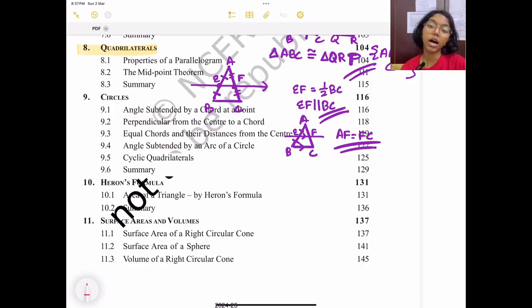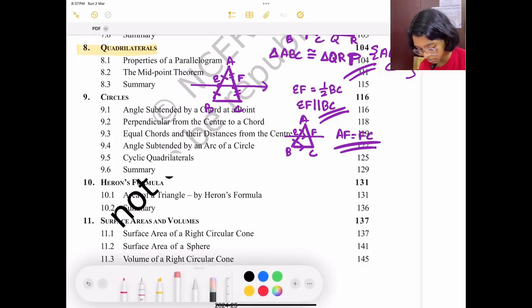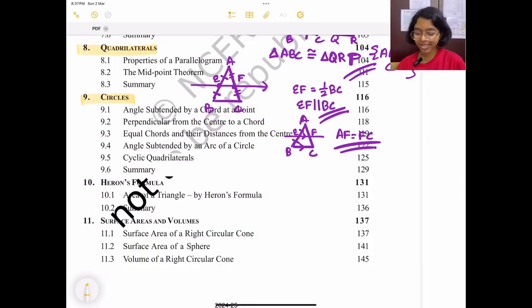So here we were discussing the entire full portion revision of 9th grade. We stopped at quadrilaterals. I finished explaining that. Now we're coming to circles.